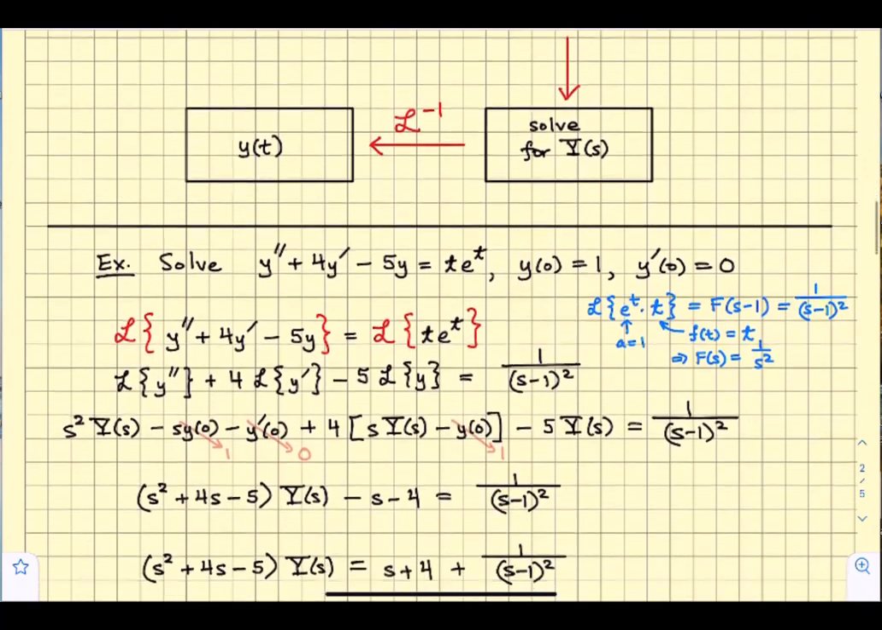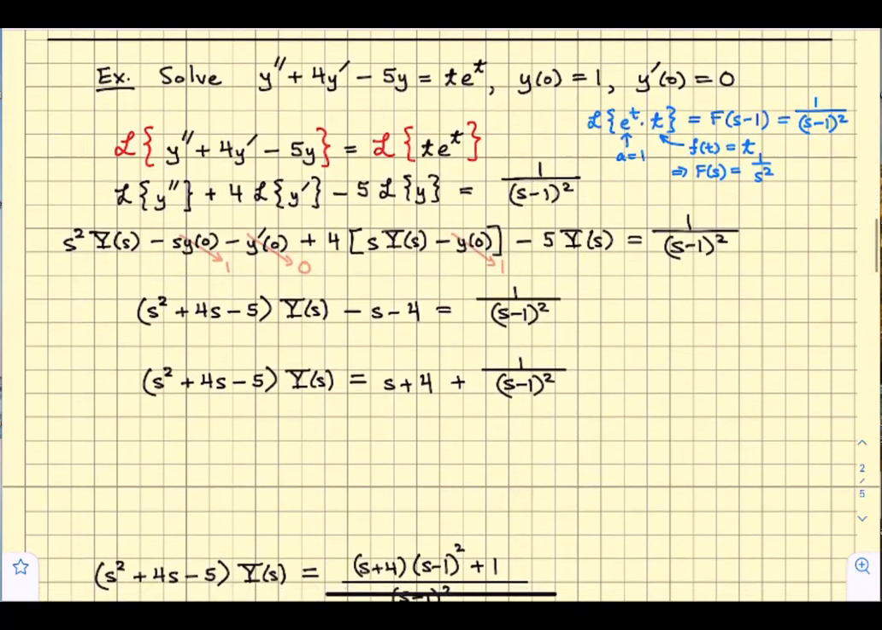Let's look at another example. Suppose you had y double prime plus 4y prime minus 5y equals t e to the t. Once again, I fully admit I'm picking a problem that we could solve by other methods. We could do this by variation of parameters or undetermined coefficients. That's not really the point right now. We're going to get to problems that you couldn't do with those methods, but we're just trying to work on all the muscles that we've developed throughout Chapter 7.